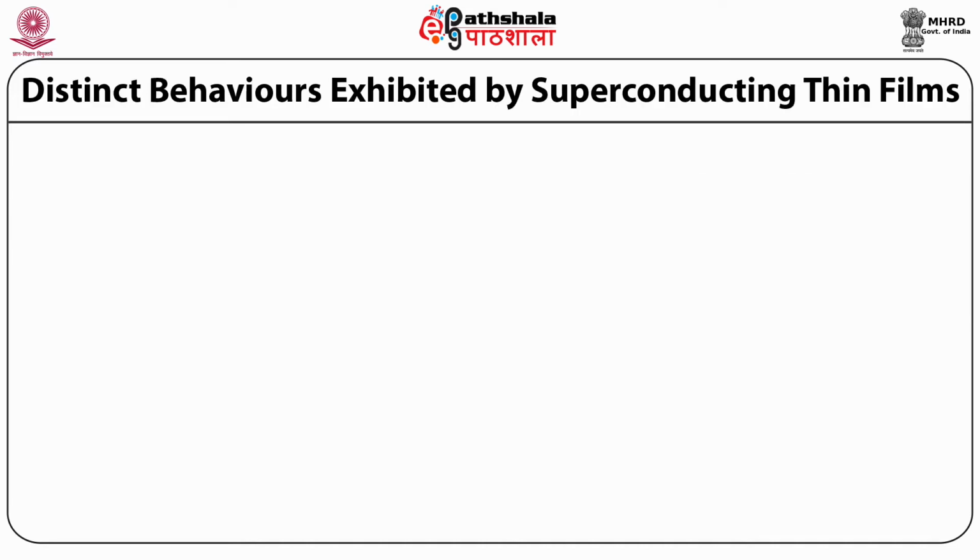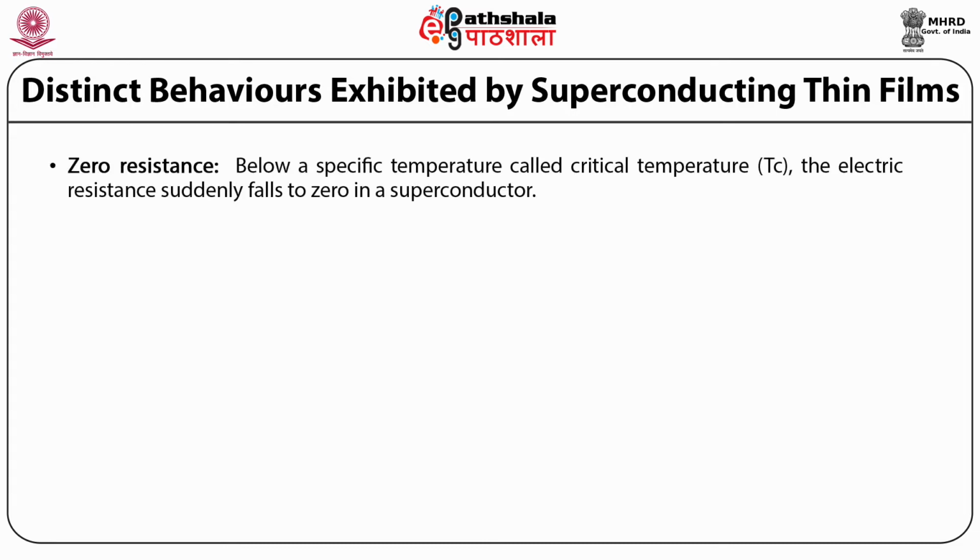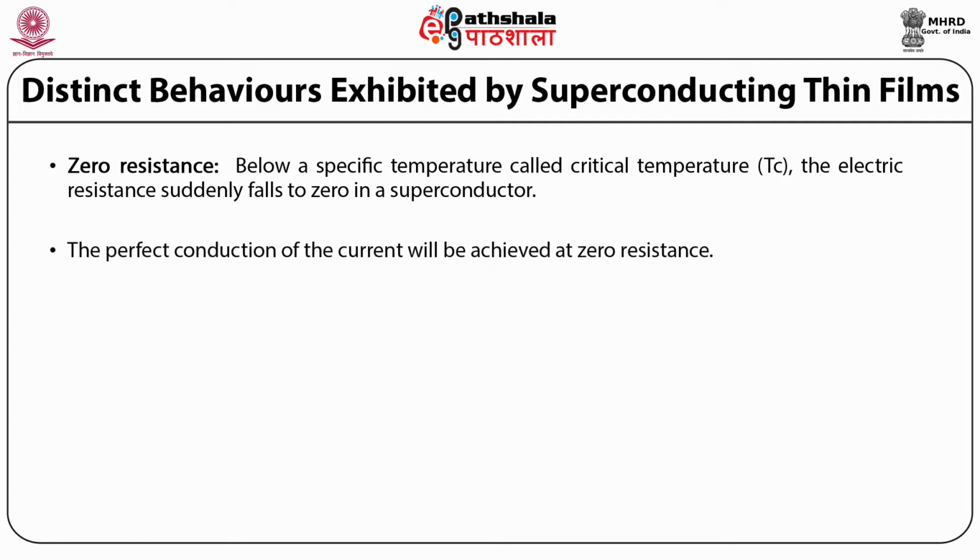Let us now discuss the distinct behaviors exhibited by superconducting thin films. The first one is the zero resistance or infinite conductivity. Below a specific temperature called the critical temperature, which is also known by the symbol Tc, the electric resistance suddenly falls to zero in a superconducting material. The perfect conduction of the current will be achieved at zero resistance.